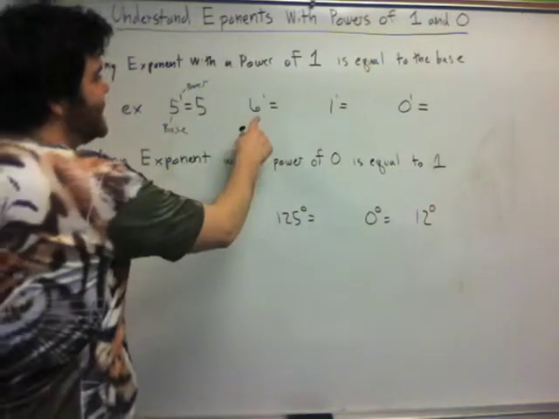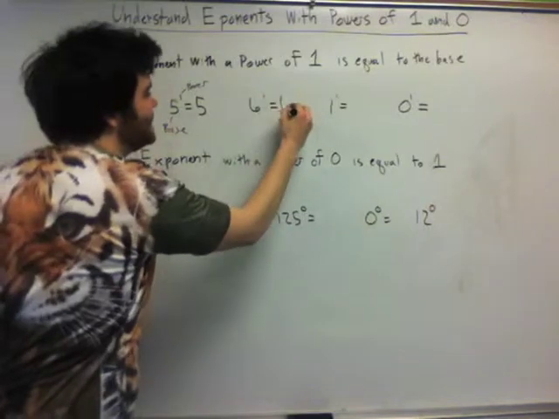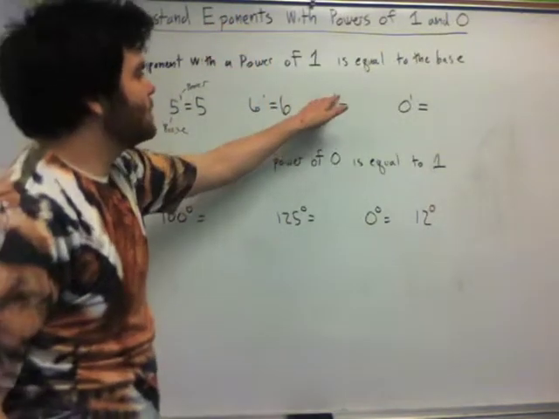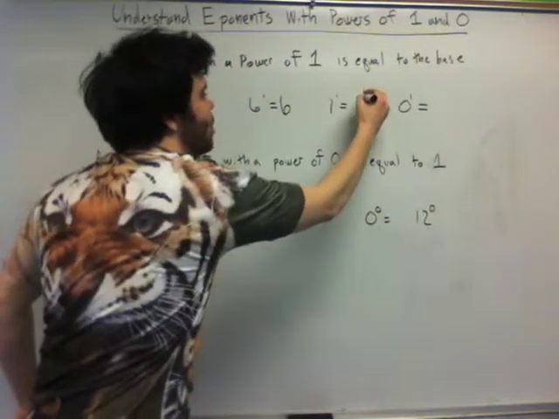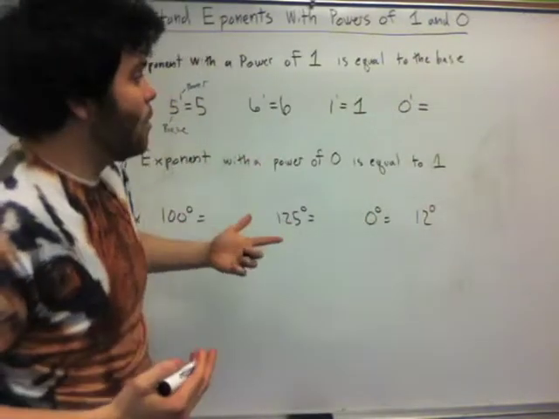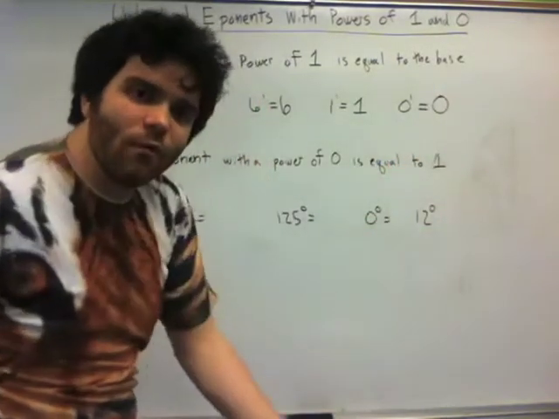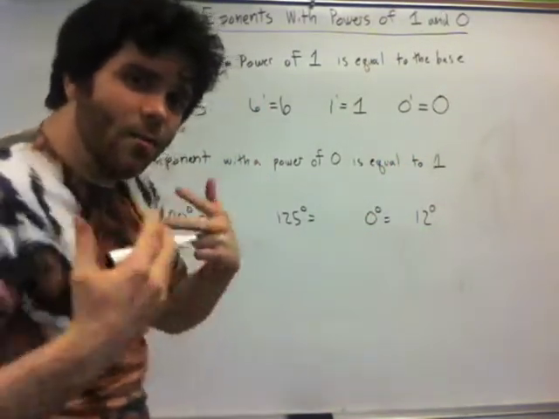So 6 to the 1? Well, the power is 1, so it's got to be equal to the base. That's 6. 1 to the 1, the power is 1, it's got to be equal to the base. That's 1. 0 to the 1? The power is 1, so it's got to be equal to the base. That's 0.